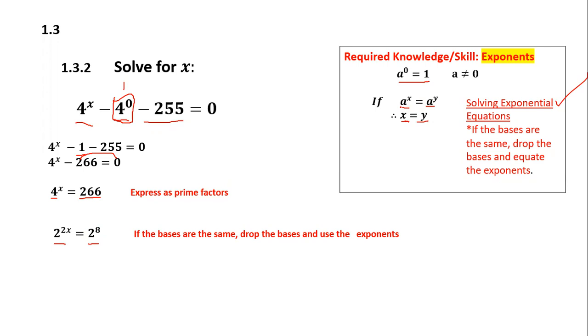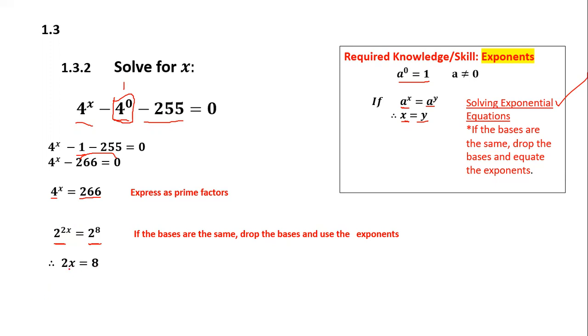We can see that the bases are the same, a and a. So we say x is equal to y. We equate the exponents. So let's apply that to the question. Here we can see that the bases are the same, 2 on this side, 2 on this side. So we equate the exponents. And when we do that, we have 2x is equal to 8.